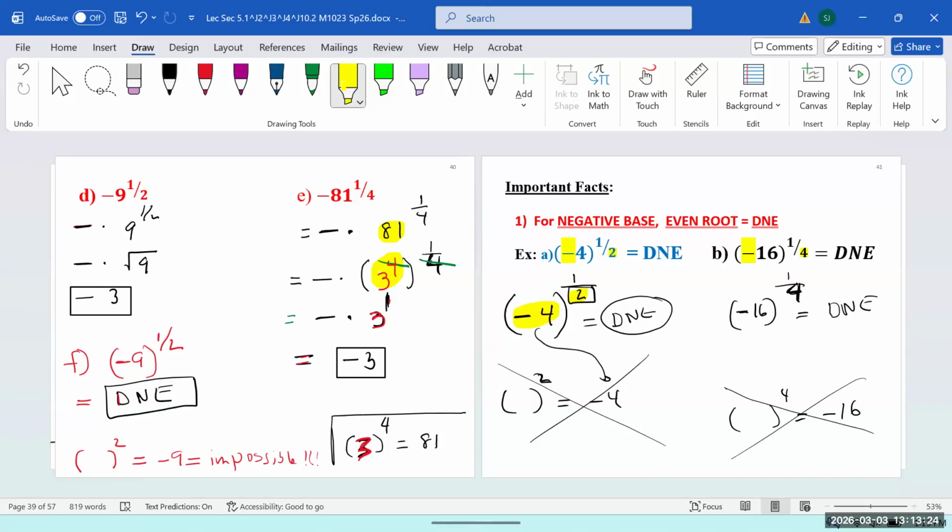So even numbers are very scary. They cannot have any negative base. That's why the rule from negative 1, if you remember, I said negative 1 with an even fraction, the answer is doesn't exist. We cannot have any negative base with an even fraction. It's impossible to get an answer. See?